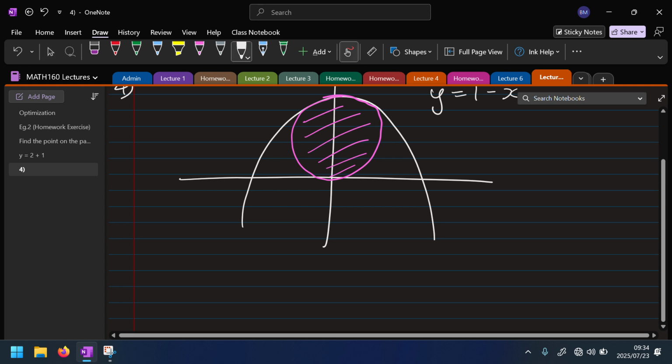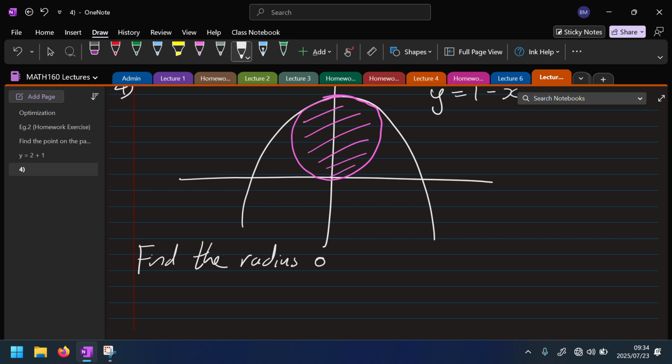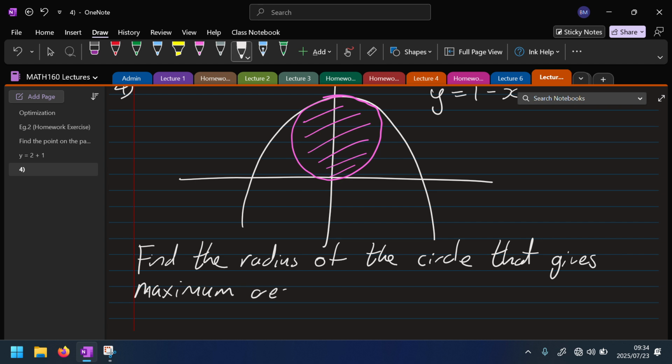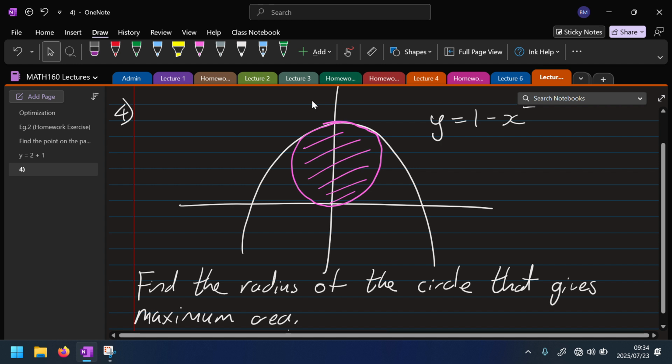What we want to do is find the radius of the circle that gives maximum area. Okay, so this one's on the more difficult side of things. So we've got the picture.